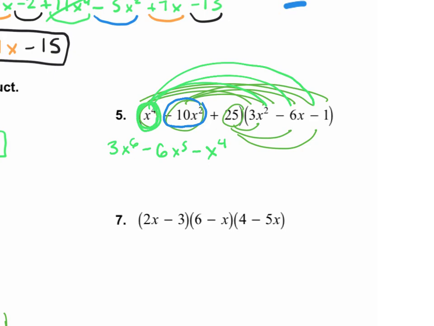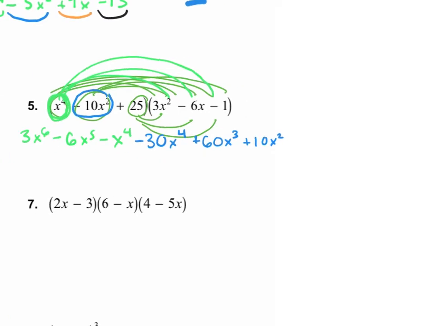So negative 10x squared times 3x squared. Negative 30x to the 4th power. Negative 10x squared times negative 6x. Perfect. Positive 60x cubed. And then negative 10x squared times negative 1. Negative 10x squared.